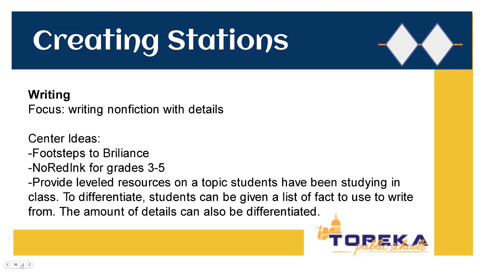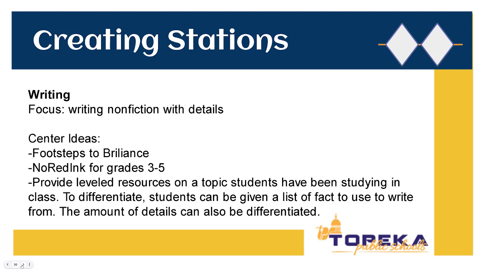So perhaps they have been studying the plant cycle. And what you're going to do now is have a variety of materials about the plant cycle in different reading levels. Perhaps I have passages at a 2nd grade level, 3rd grade level, 5th grade level, and so on, so that students are able to select material based on their reading level. And to differentiate, students can also be given a list of facts to use to write from.